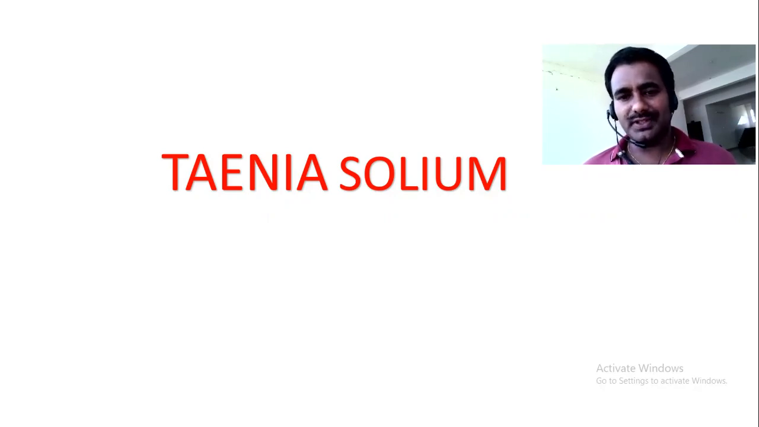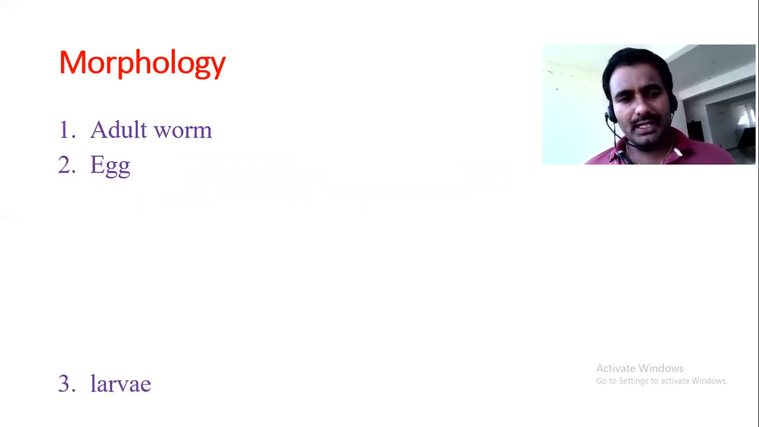There is no confusion between solium and saginata. Saginata, TAB, so it is the beef tapeworm. Solium, MP, that is pork tapeworm. So here it is the morphology. We'll discuss the morphology, that is adult worm, egg, larva.